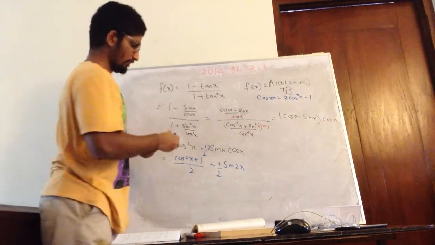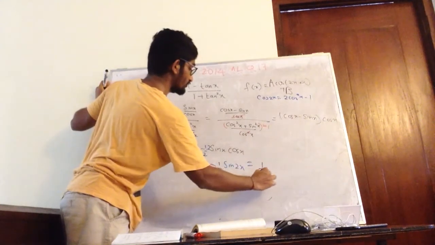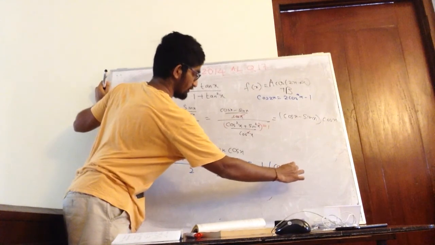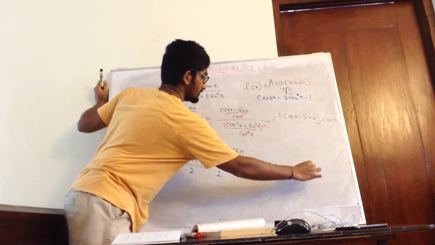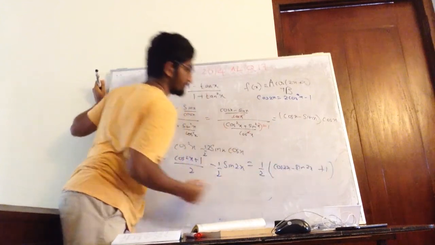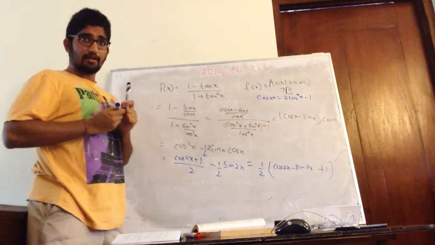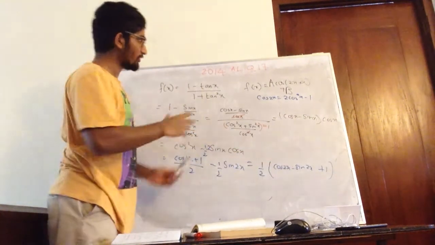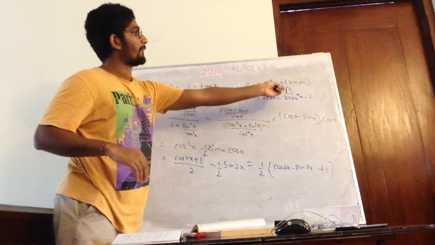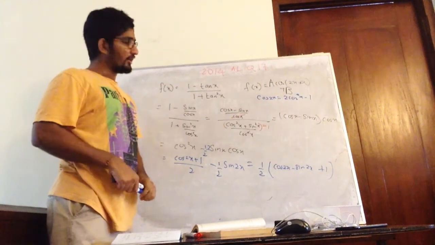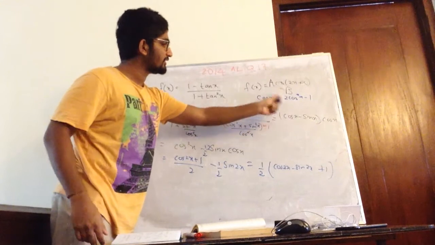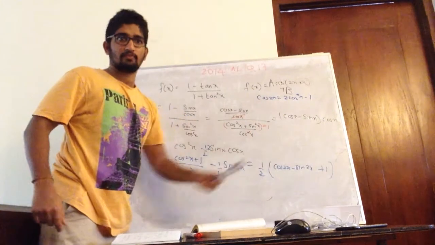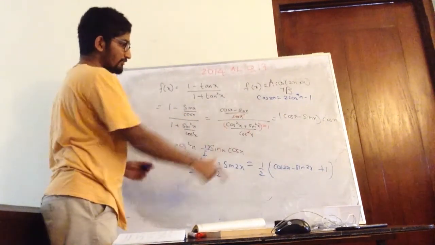Correct? So then I'm going to take the half out. Then I will get cos 2x minus sin 2x plus 1. Now I have to somehow convert this into cos(2x plus alpha). The b term can be got from this constant.